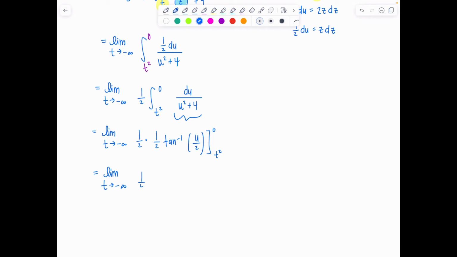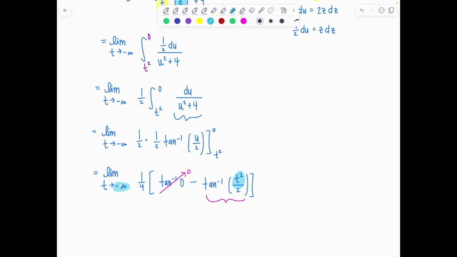I have 1/4 tan inverse of 0 divided by 2, which is still 0, minus tan inverse of t squared over 2. Good? Okay. So now let's think back. Tan inverse of 0, that's just 0. So that's gone. And then now I'm taking the limit as t goes to negative infinity of tan inverse of t squared over 2.